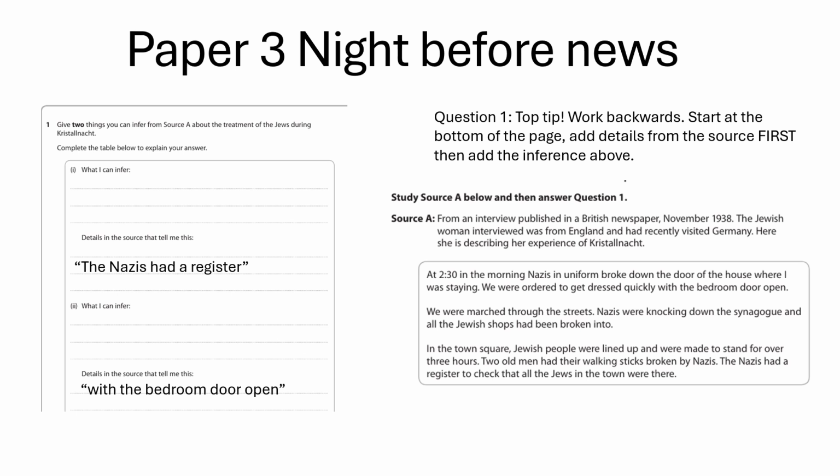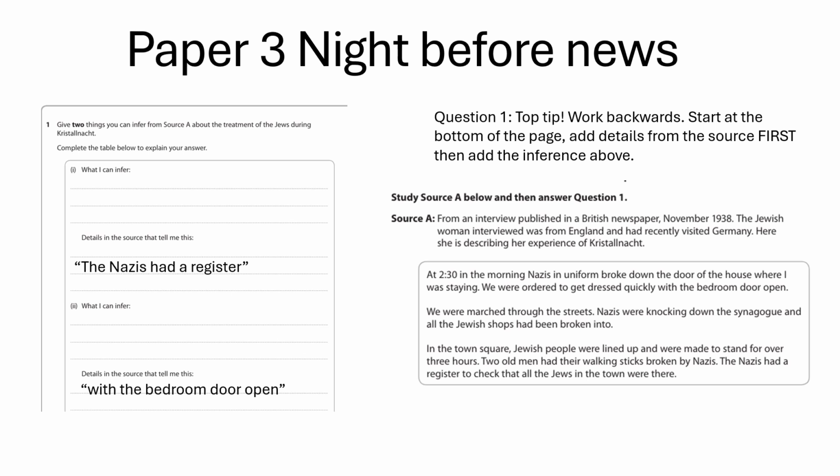So you can see on the screen in front of you, you've got an example. The inquiry for this is give 2 things you can infer from source A about the treatment of Jews. So that's your inquiry. You look at your source. You find 2 phrases or 2 sentences that give you clues about the inquiry.